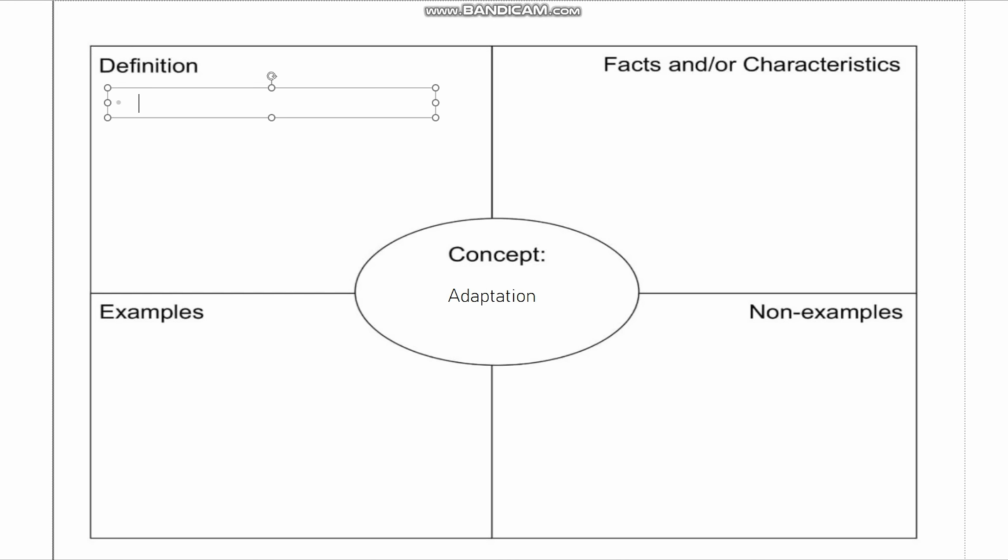And so, Jaden, what is the definition of an adaptation? A trait that helps an organism survive in its environment. Great job. So yes, it is a trait that helps an organism survive in its environment.